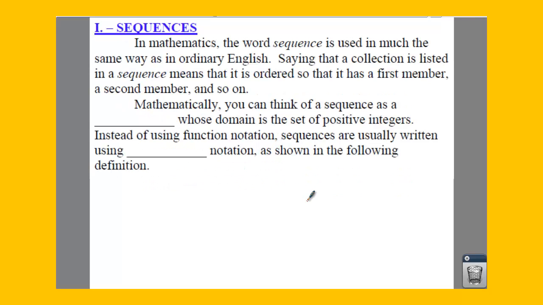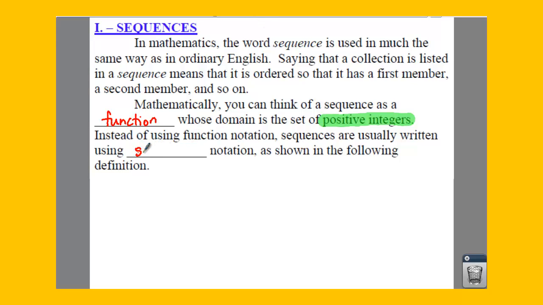So, sequences. In math, the word sequence is used just like you would say it in ordinary English. A collection that is listed in a sequence is ordered, so it has a first member, a second member, and so on. So it's in an order. There are certain numbers that are in a specific order. So mathematically, you can think of a sequence as a function whose domain is a set of positive integers. And keep that in mind, your domain is always a set of positive integers. It does not include negative integers like -1, -2, or 0.